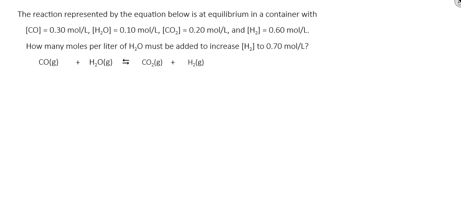This last problem is easily the most difficult one. It says the reaction represented by the equation below is at equilibrium in a container with, and then it gives you the amounts. So let's do that right away. I'm just going to organize my information. It says how many moles per liter of H2O must be added to increase the concentration of hydrogen to 0.7. Okay, what you have to realize is that all reactions will reach equilibrium. When you add or you subtract, it will continue to fluctuate other values.